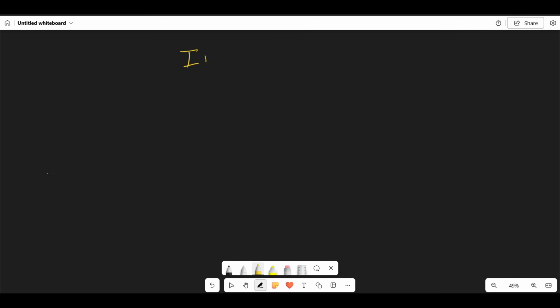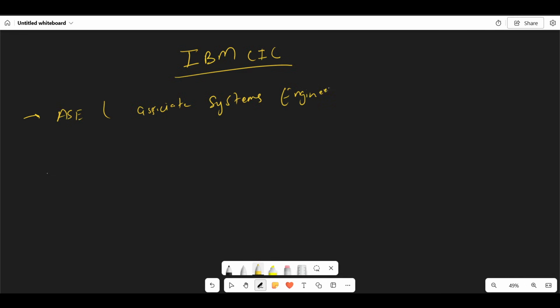So let's start. First of all, for IBM CIC hiring, what is the pay package and what is the profile? The profile which they are offering is ASE, which is Associate Systems Engineer. If you get selected, you will be working as Associate Systems Engineer in IBM. The pay package for this profile will be 4.5 lakh rupees.